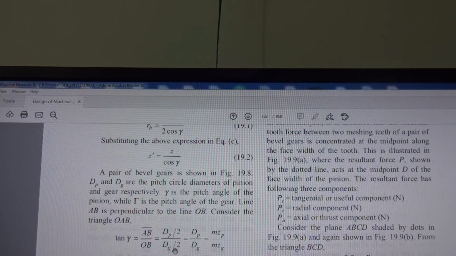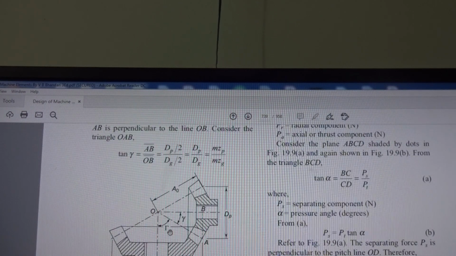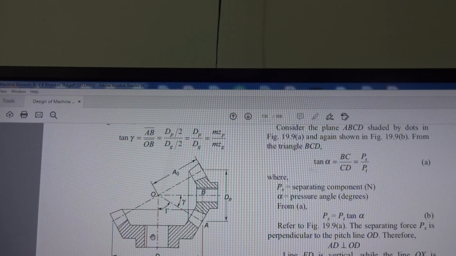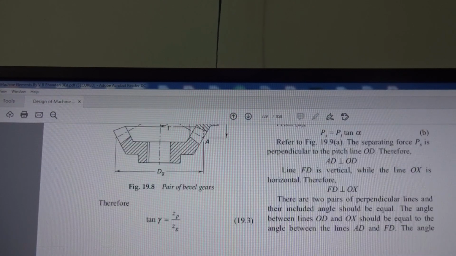Now tan gamma. From this figure you can see that this is the gear, this one is the pinion, this is the pitch angle. So tan gamma is equal to dp by 2 divided by dg by 2. So tan gamma is equal to dp by dg. dp can be written as m Zp divided by m Zg. So tan gamma is equal to Zp upon Zg. That is one relation.